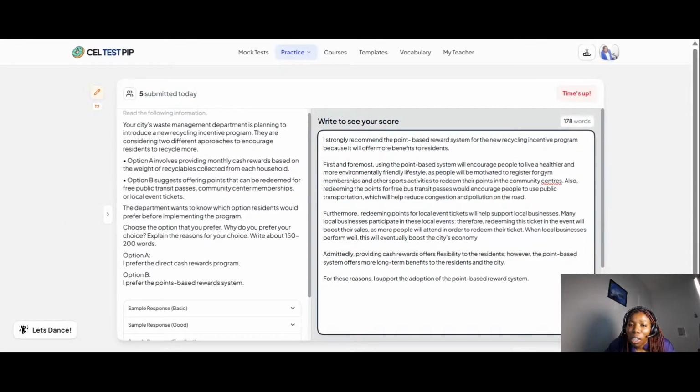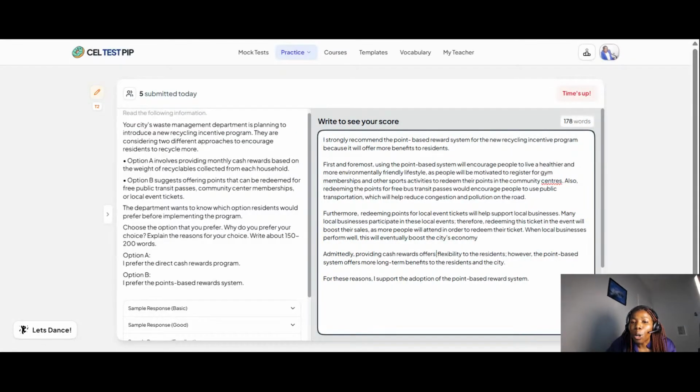Admittedly, providing cash incentive offers more. However, the points offer long-term benefit to the resident. Let me just put that in, because I feel like my paragraph is not well developed and I still have a whole lot of words that I want to use.